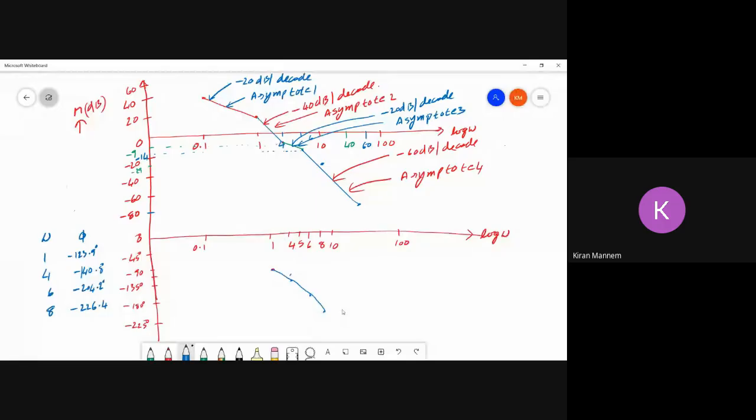So let us look at the phase plot. We have some values here. This is your phase plot. Now let us find out the gain crossover frequency and phase crossover frequency. How do you find them? By definition, what is omega g? That is the gain crossover frequency. It is defined as the frequency at which the resultant magnitude is 0 dB. So that is the gain crossover frequency.